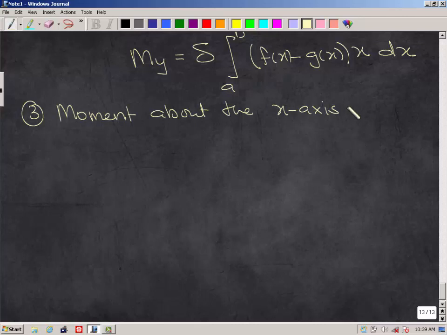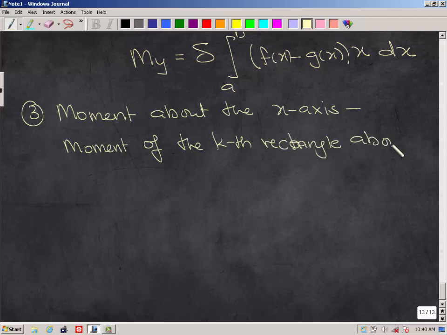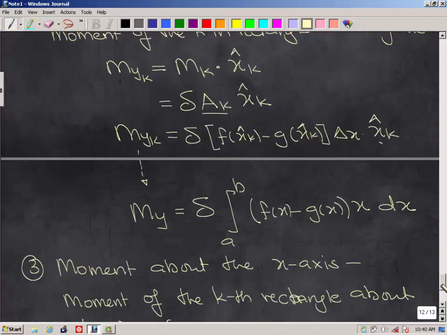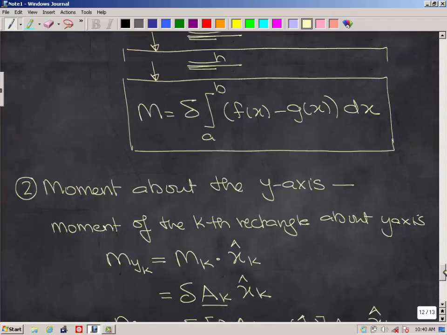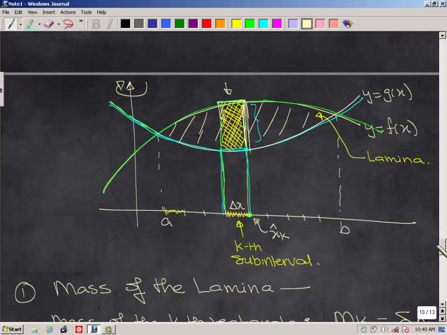We do the same thing that we did before. We want to find the moment of the kth rectangle about the x-axis, so the tendency of that kth rectangle to rotate about the x-axis. So we want to find the moment of the kth rectangle about the x-axis. Now we had x hat sub k as our distance horizontally, but we don't have y hat sub k. Did we ever use y hat sub k before? So we need to pick one.